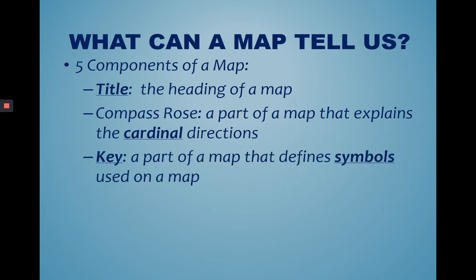Then you have the key. The key is a part of the map that defines the symbols used on a map. So anytime you see a symbol like a triangle, you should look at the key, and that will tell you that that is used to symbolize mountains, for example.